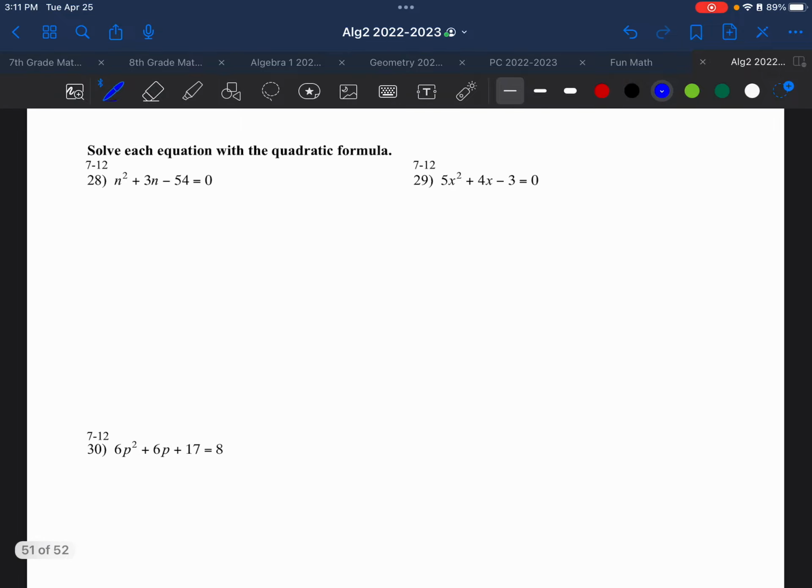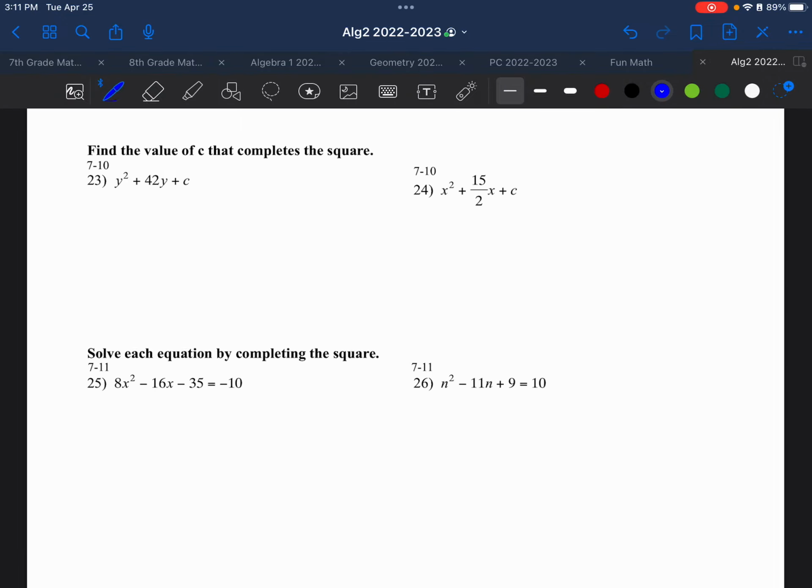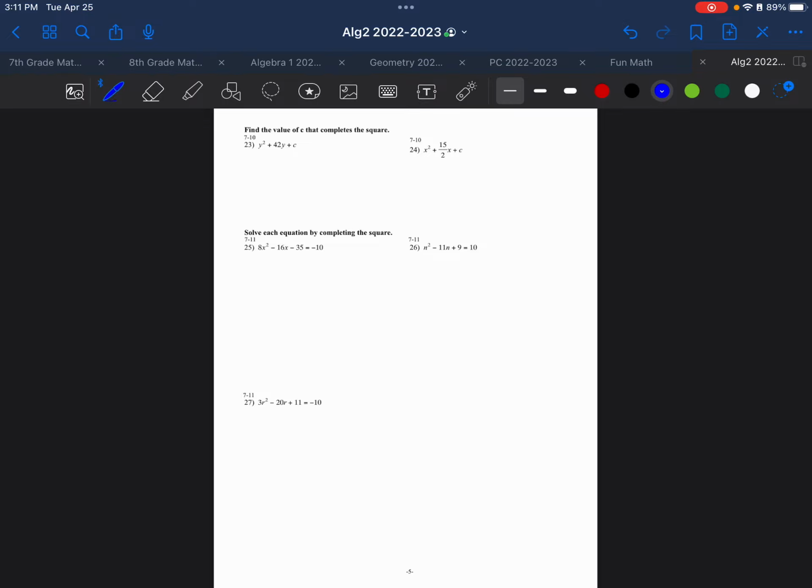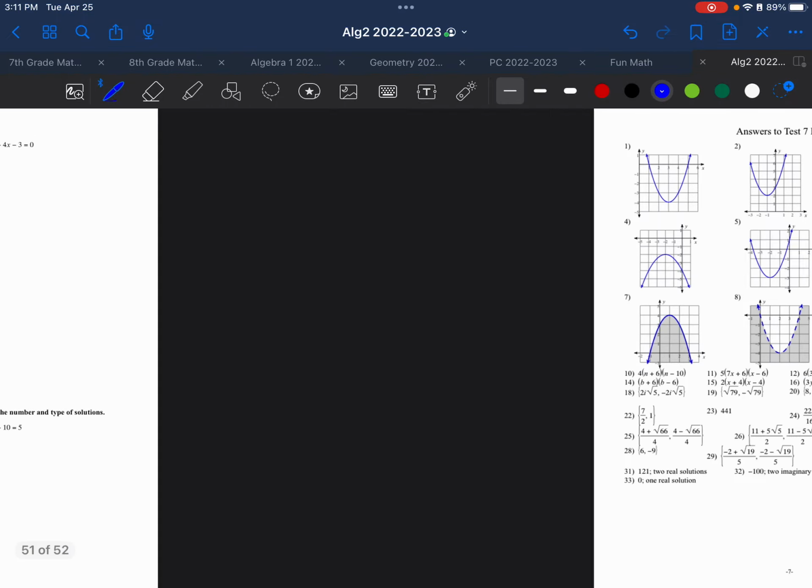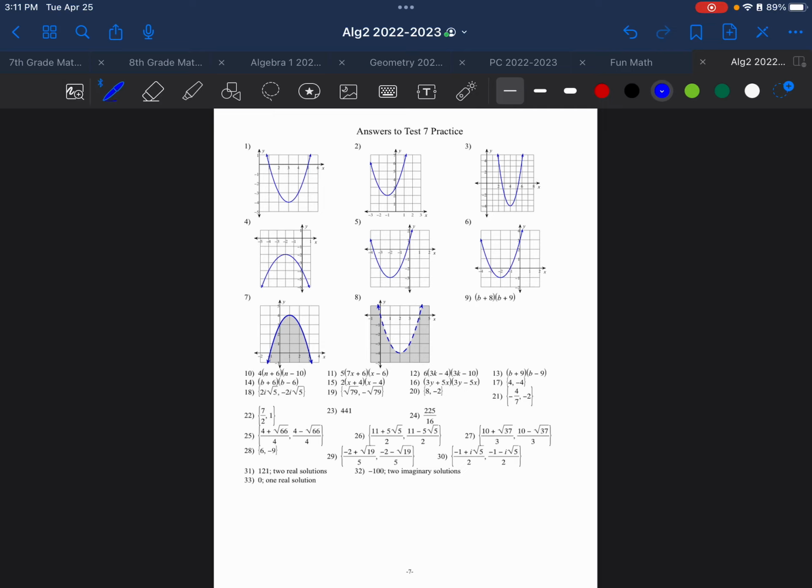I have a few more problems left. So it's 3:11 right now. I'm going to go ahead and finish the second part of this video tomorrow. And I think it's just these 2 pages, and then there's the answers. I'll show the answer right now just in case I made a mistake.